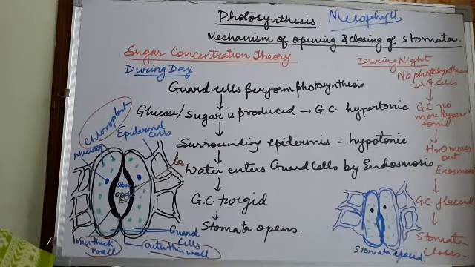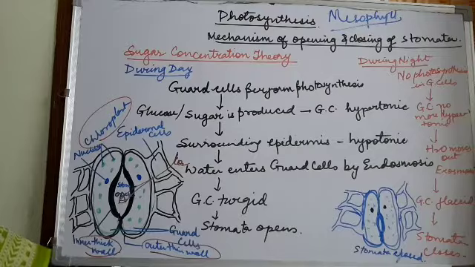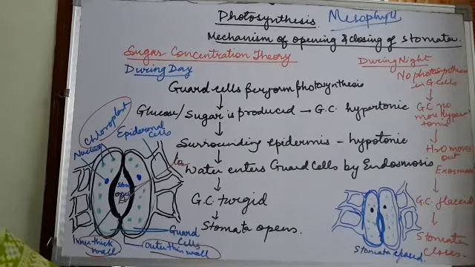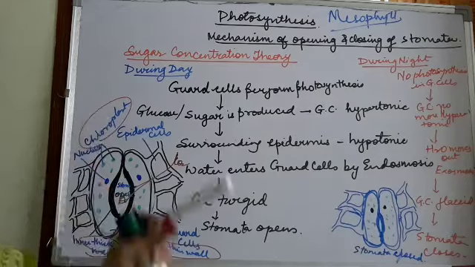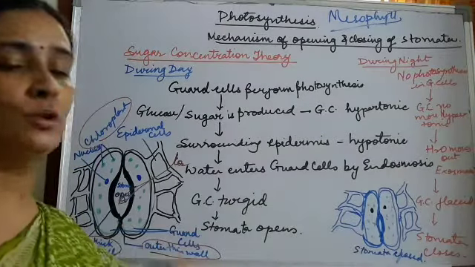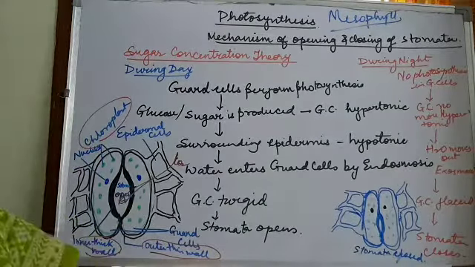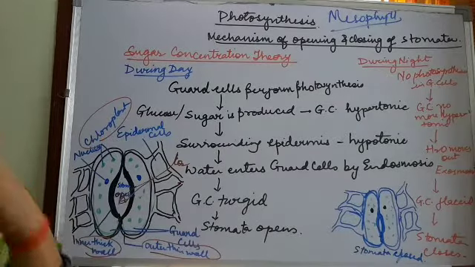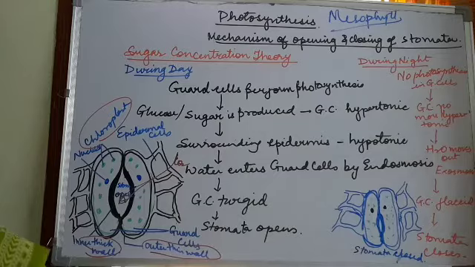Whenever there is dark, the stoma tends to close, and the water loss is minimized. That is, the water loss which is taking place through transpiration is reduced when the stoma is closed. With closed stomata, there will be no water loss. Now let us see how this regulation occurs.